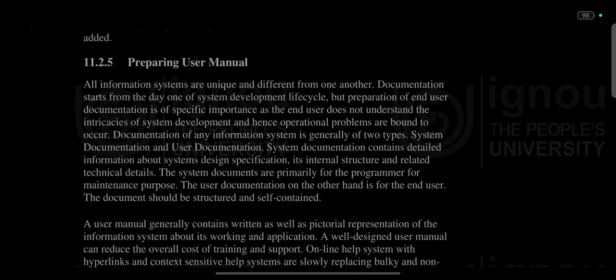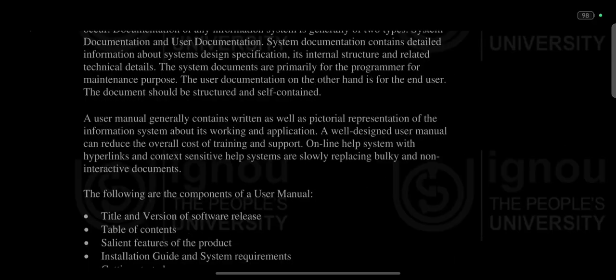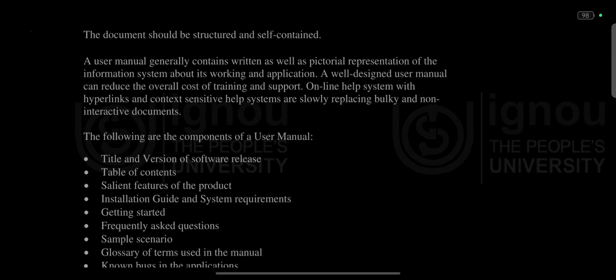The user documentation, on the other hand, is for the end user. The document should be structured and self-contained. A user manual generally contains written as well as pictorial representation of the information system, about its working and application. A well designed user manual can reduce the overall cost of training and support. Online help systems with hyperlinks and context sensitive help systems are slowly replacing bulky and non-interactive documents.